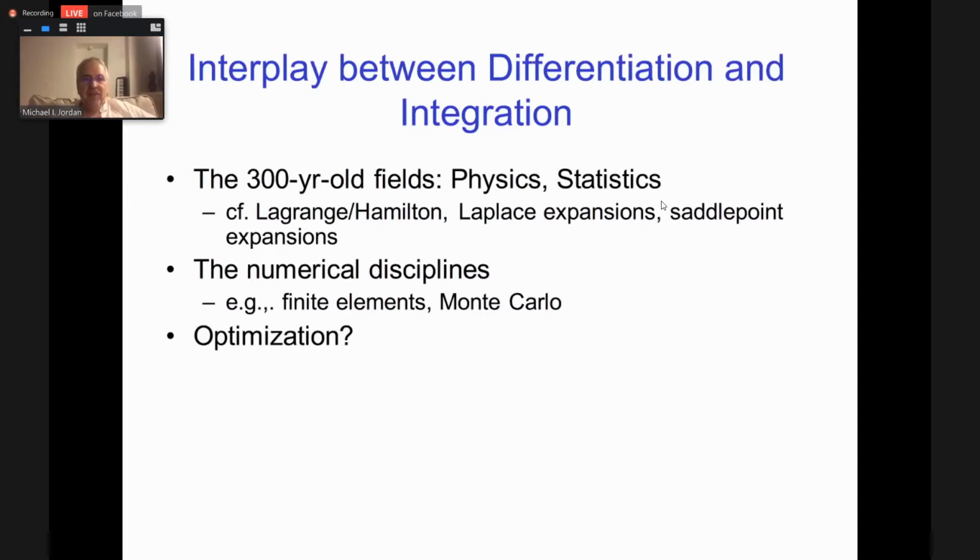And optimization, I would argue, does not have such a strong interplay. So it's really mostly differentiation. If you pick up a book on optimization, you'll see lots of derivatives and Hessians and gradients and so on, and you'll very rarely see an integral sign. And if you do, it's probably just in a Taylor expansion and it's trying to tell you about a remainder.